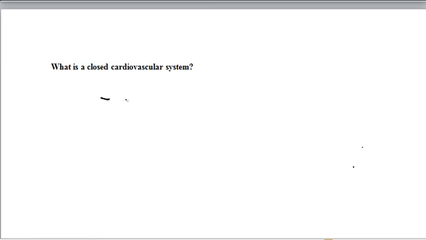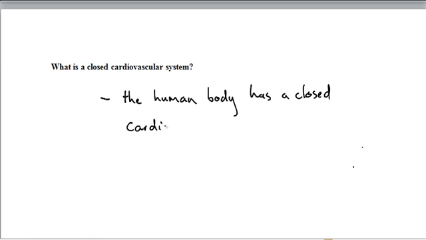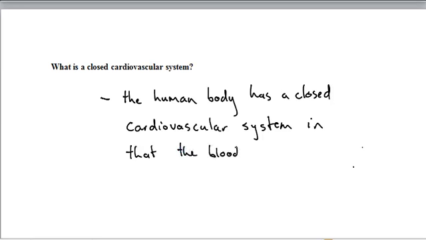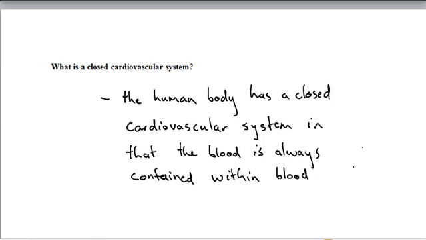The simplest explanation is the human body has a closed cardiovascular system in that the blood is always contained within blood vessels, except in the case of injury.